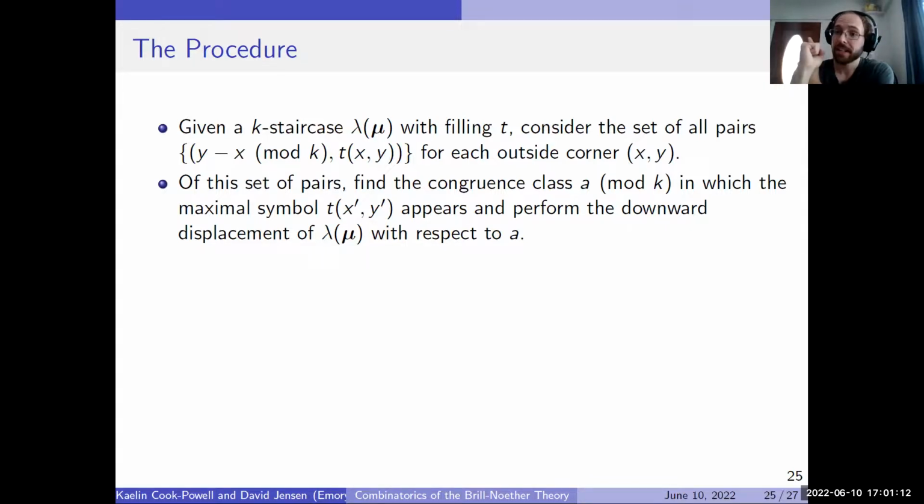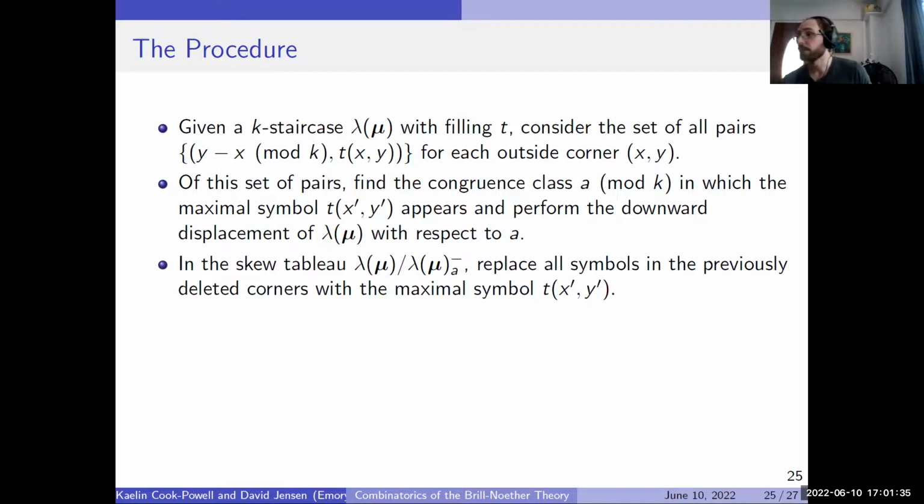And then I'm going to take every inside corner that appears in a diagonal a mod k and delete those. That is a downward displacement of lambda with respect to a. You could keep track of this. You'll have a skew tableau: I'll have the tableau I started with, and the new tableau from downward displacement. That's a skew tableau. And in that skew tableau, I can replace all of the symbols with that largest symbol.